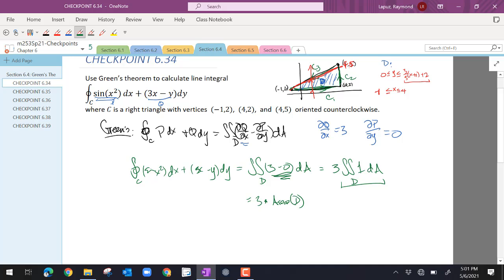I think we found the area when we were doing the rise over run. The base looks like it's going to be 5, and the height looks like it's going to be 3. This is a triangle, so we have 3 times 1/2 base times height. So we have 15 and 3 is 45, 45 over 2, and that should be our final answer. 45 over 2 is your final answer.